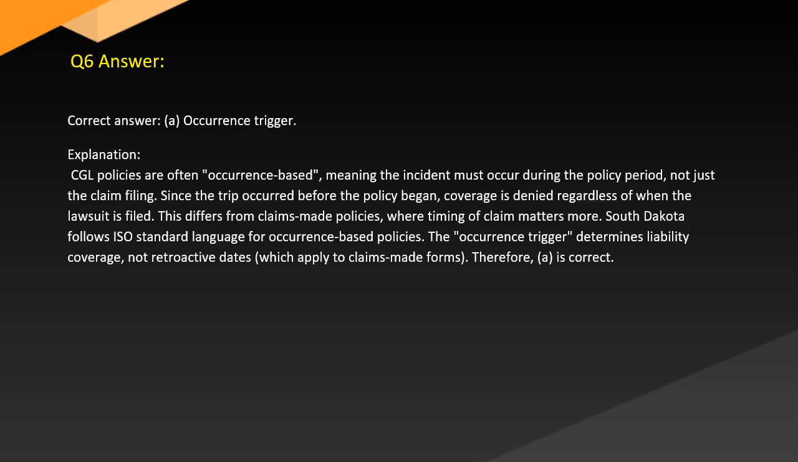Answer. Correct answer. A. Occurrence trigger. Explanation. CGL policies are often occurrence-based, meaning the incident must occur during the policy period, not just the claim filing. Since the trip occurred before the policy began, coverage is denied regardless of when the lawsuit is filed. This differs from claims-made policies where timing of the claim matters more. South Dakota follows ISO standard language for occurrence-based policies. The occurrence trigger determines liability coverage, not retroactive dates, which apply to claims-made forms. Therefore, A is correct.